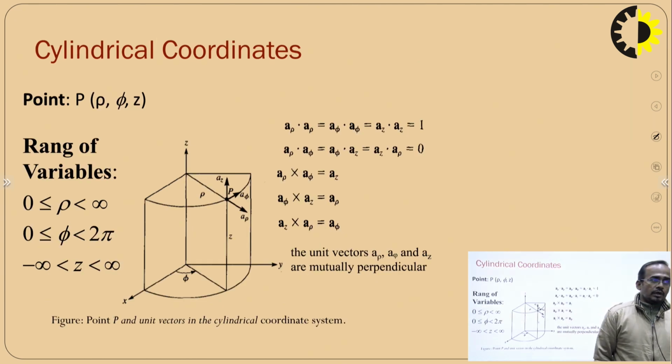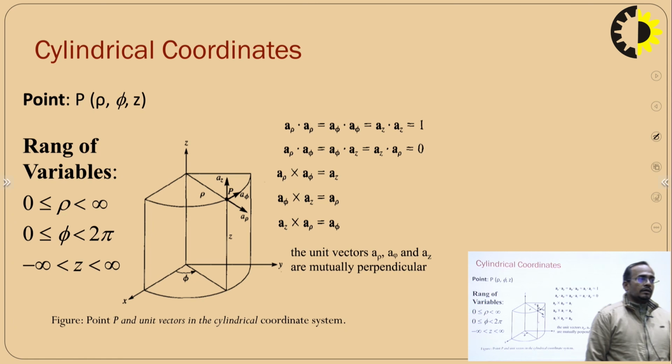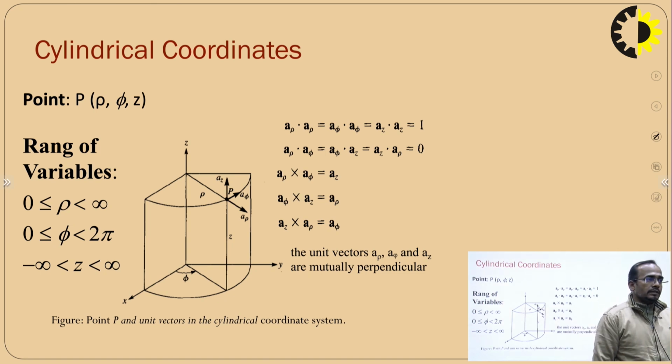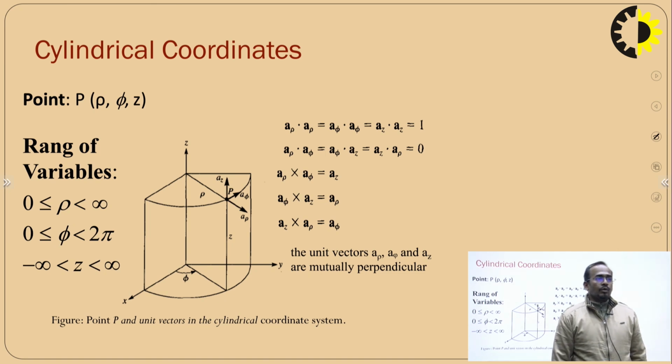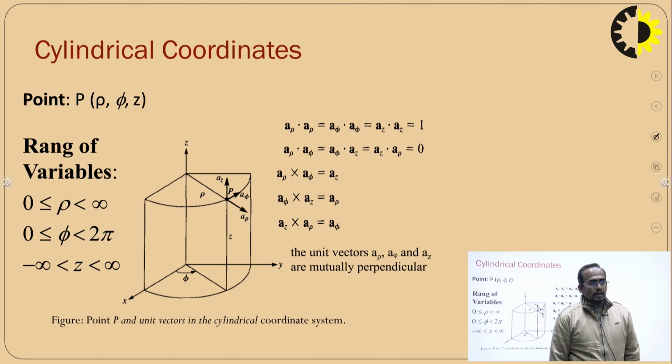Now, coming to the cylindrical coordinate system. In the cylindrical coordinate system there are three variables, rho, phi and z, where rho represents the radius of the cylinder, phi represents the angle made with the x axis, and z represents the height of the cylinder.